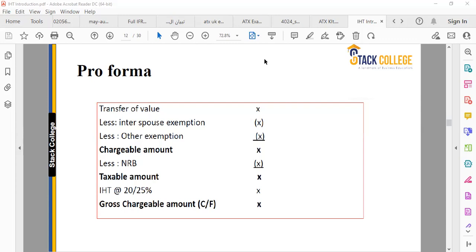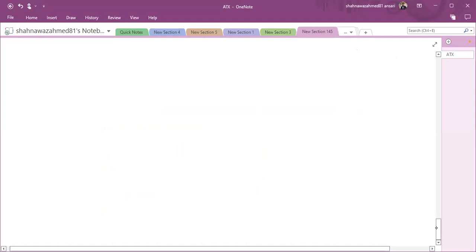Why are there two rates given? 20 and 25. Any idea? I just told you that in case of a lifetime transfer, either the donor has to pay tax or the donee. So that's why there are two rates. If the donee will pay tax, we'll use 20%. If the donor has to pay tax, we'll use 25%. So accordingly, this 20% has also been given in the tax sheet. So we'll apply 20 or 25% and then we will get the taxable value.